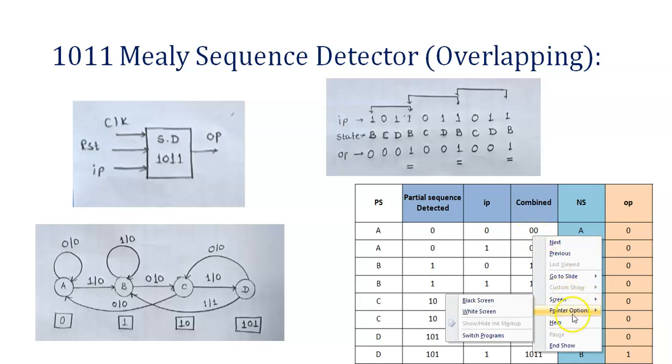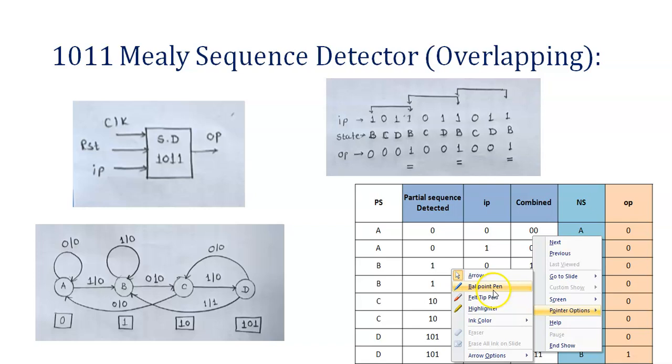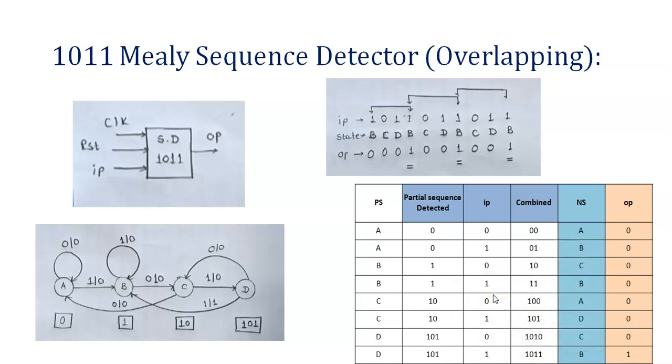I'll be taking one pointer so as to show you. Now this part is over. Now what is the next thing? I have completed this particular part. I am on A and I have drawn a self loop. On the transition I have written 0 by 1, 0 by 0.